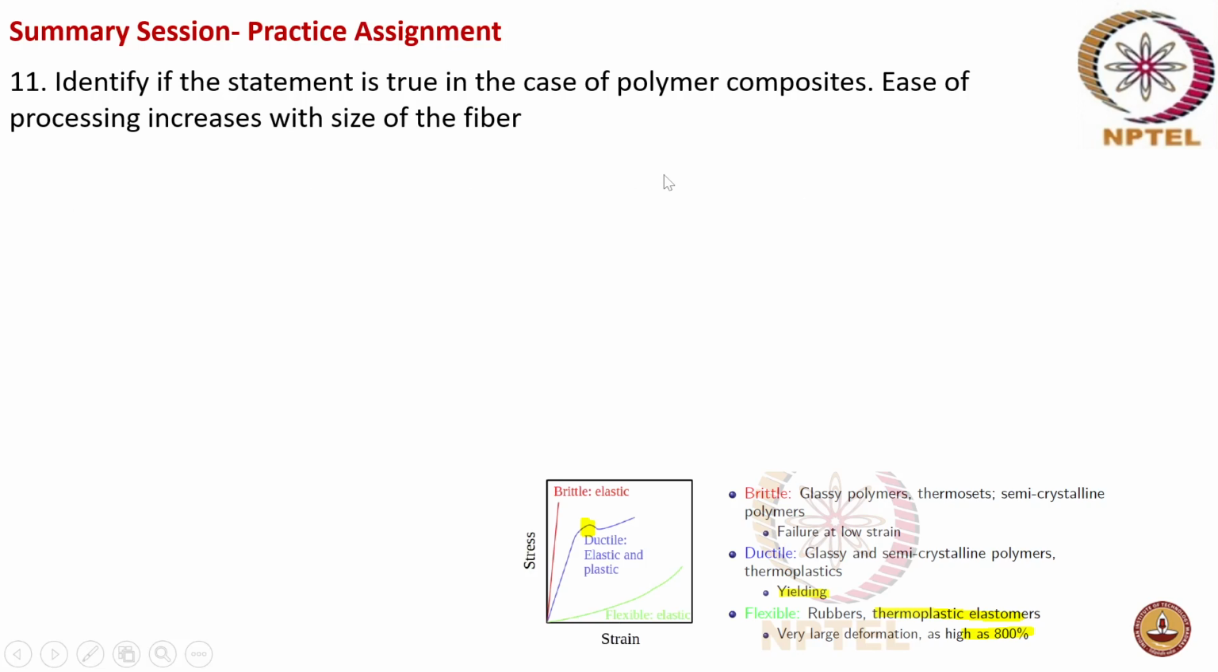So identify if this statement is true in the case of polymer composites. Ease of processing increases with size of the fiber. So in case of polymer composites with fibers as a reinforcement, if the fiber length is higher, then it is easier to process such polymer composites. Is it true or is it false?